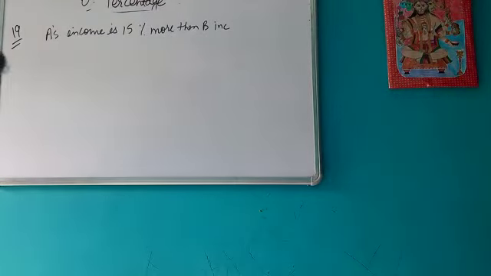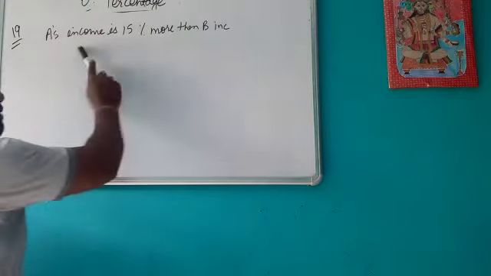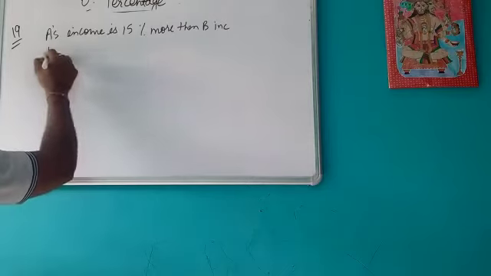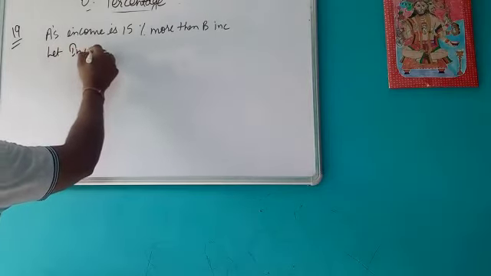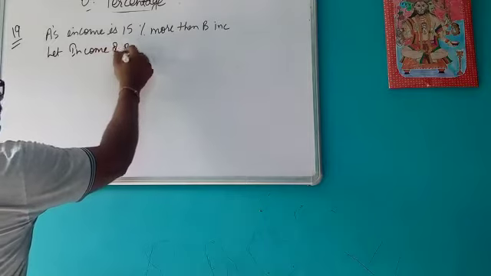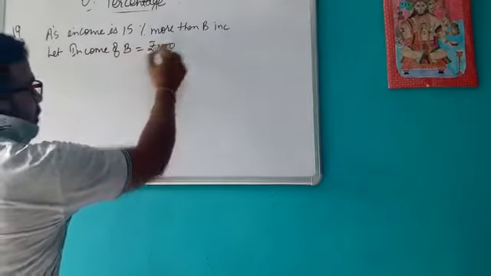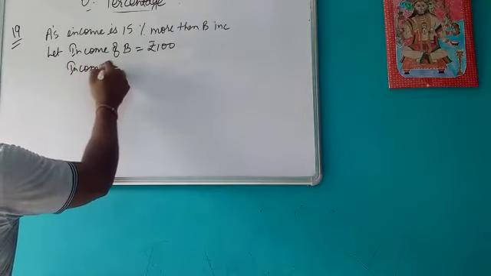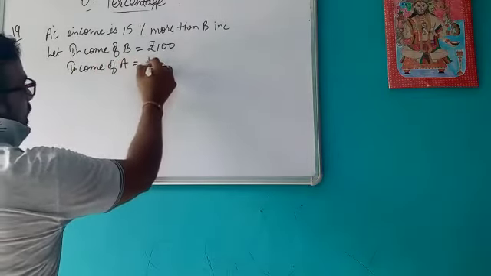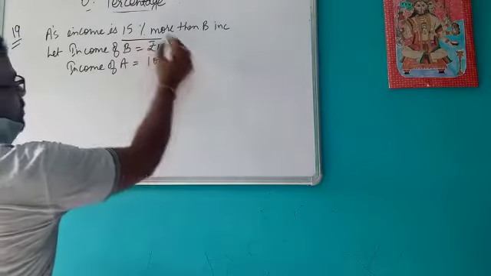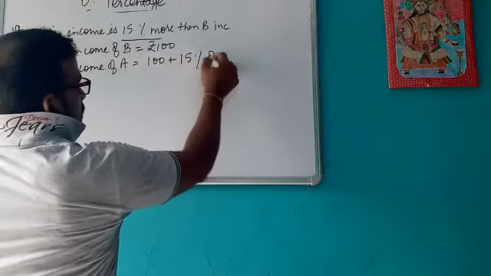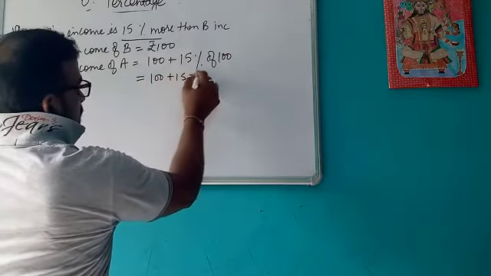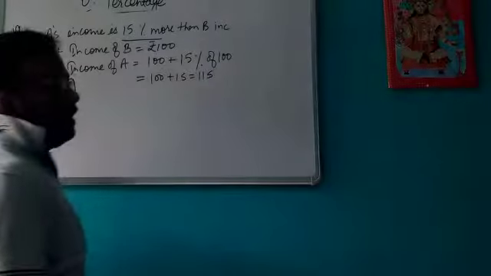Okay, let's discuss one more question. So it is given that A's income is 15% more than B's income. So how to calculate? We will assume the income of B is rupees 100. So what is the income of A? A's income will be 100 plus 15% more, that means 15% of 100. So when you calculate, you will get 100 plus 15, that is 115. So this is the income of A.